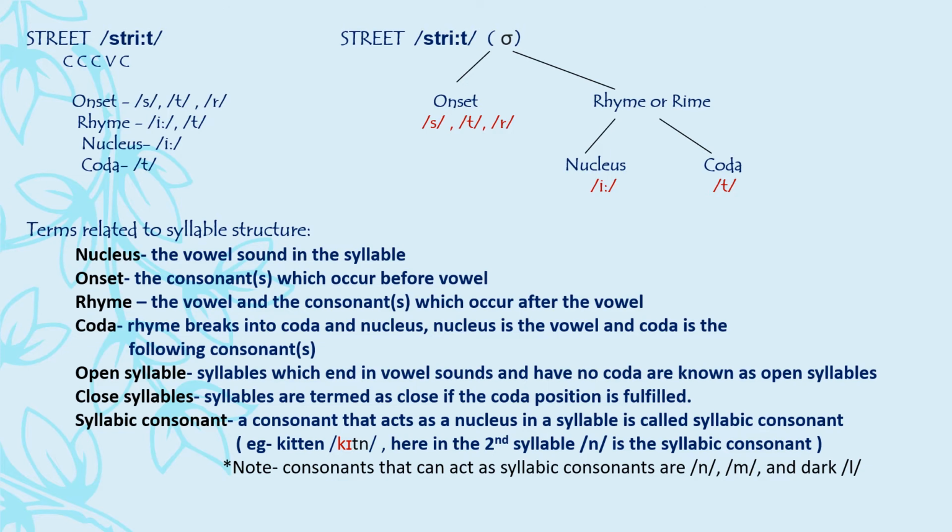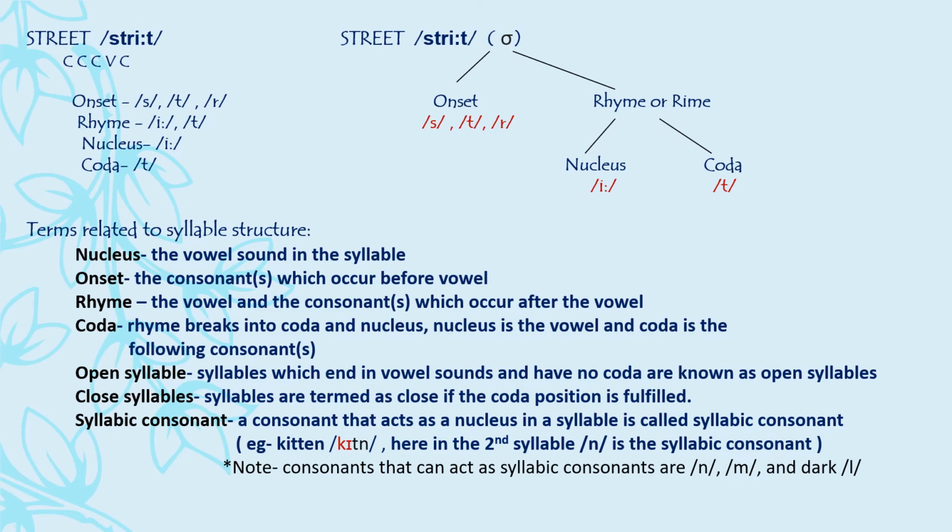So now you know the position of onset, rhyme, nucleus and coda. Nucleus is necessarily a vowel sound. However, there are some words where a consonant acts as a nucleus, and those are known as syllabic consonants. So m, n and dark l sounds can act as a nucleus in a syllable.